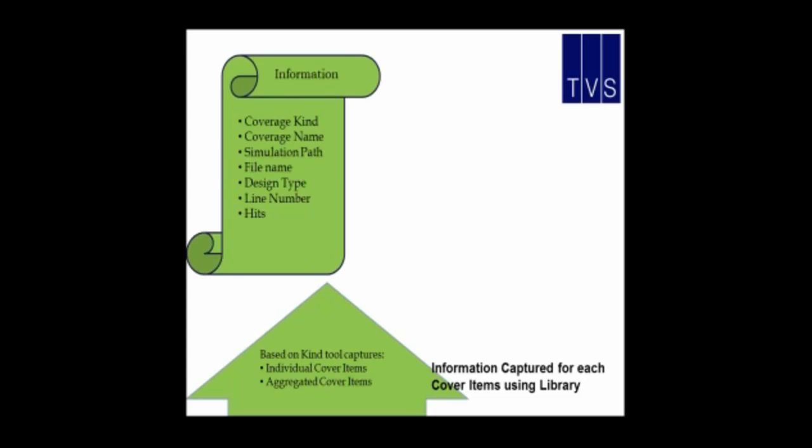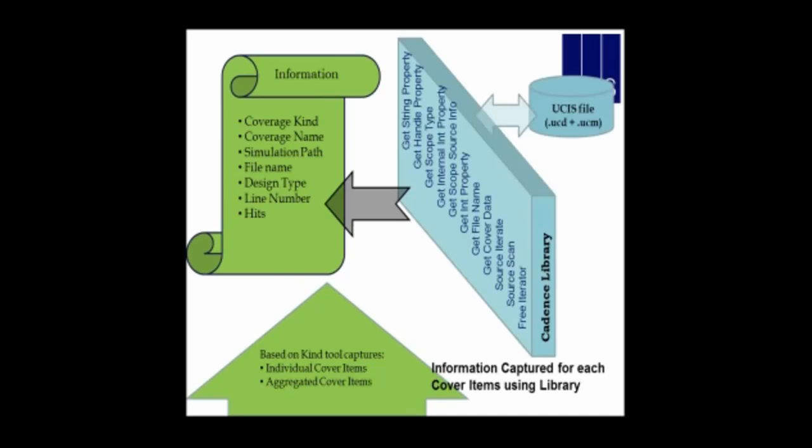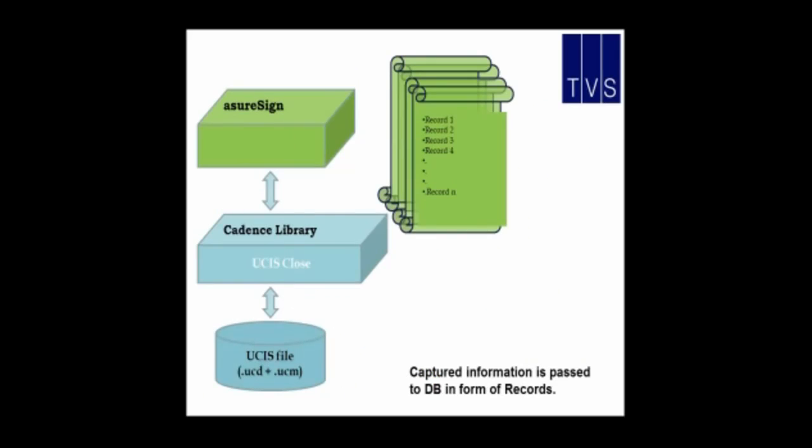And what we try to then do is capture the information we want, which is cover kind, coverage name, simulation path, file name, design type, line number, and the number of hits. That's the information we've then extracted from that particular simulation, okay? We can then call the Cadence library using UCIS again to get more information about those particular types of information. And you have to turn your head a little bit sideways to read that. But once we've got that information, we can then, through the UCIS calls, get more detailed information, more detailed analysis of that, okay?